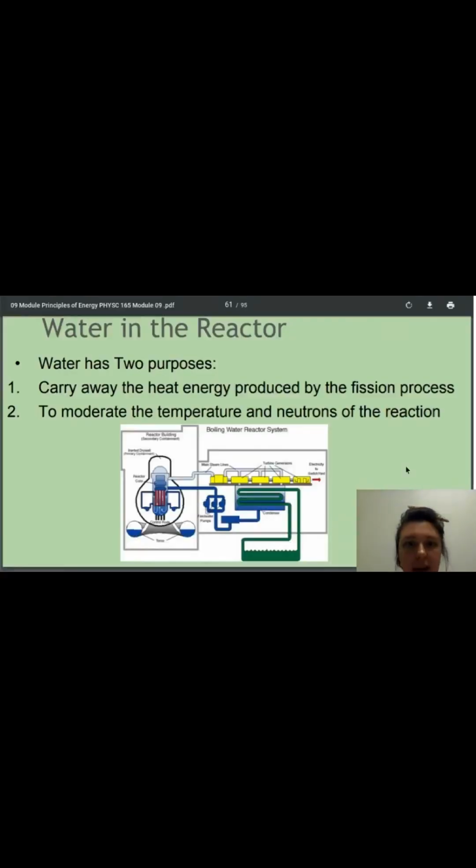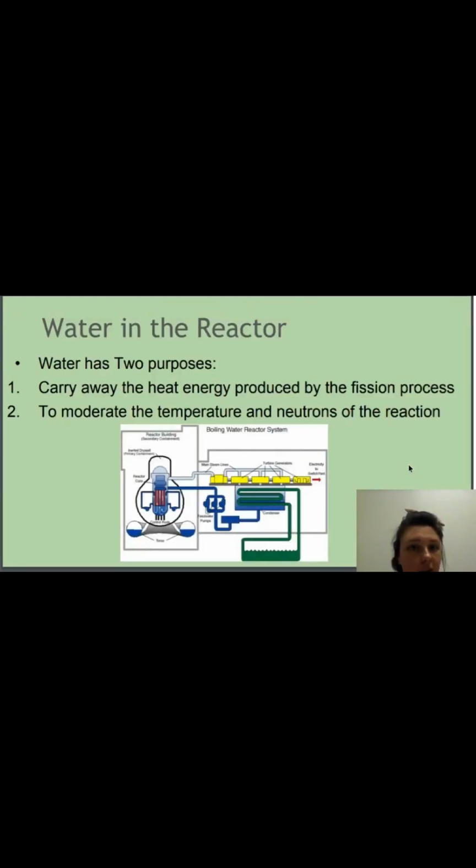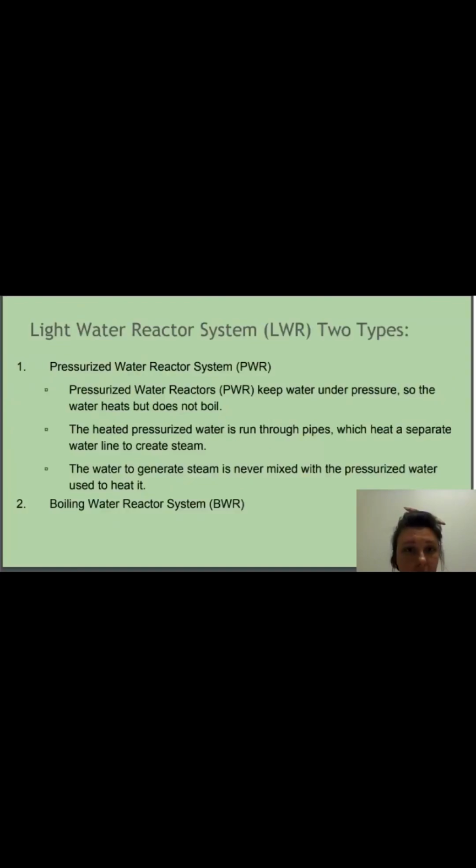Okay. So hopefully you've taken a pause and you've watched the reactor core videos that show an actual reactor system and one about cleaning the core. And so we can pick up with the light water and boiling water reactor cores. So pressure water reactor cores, PWRs, are kept under pressure so that they are not allowed to boil.